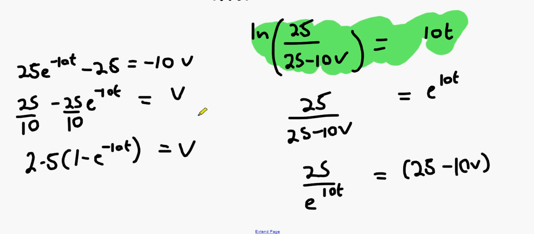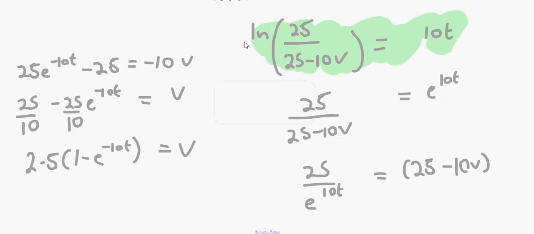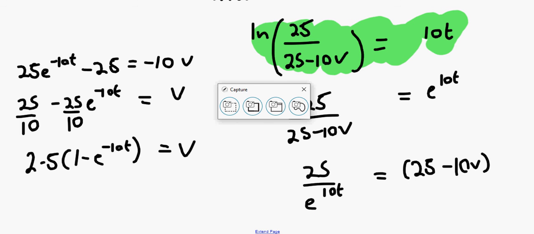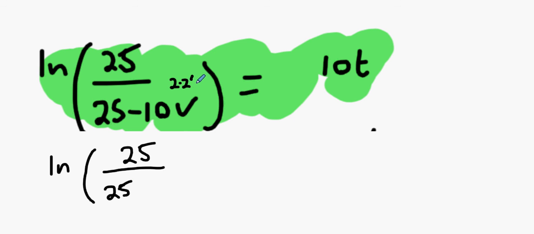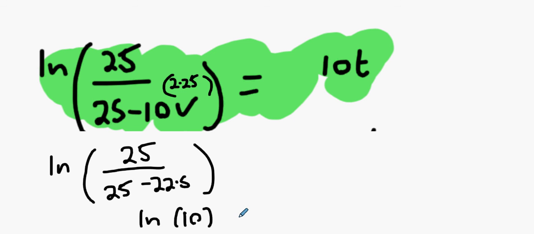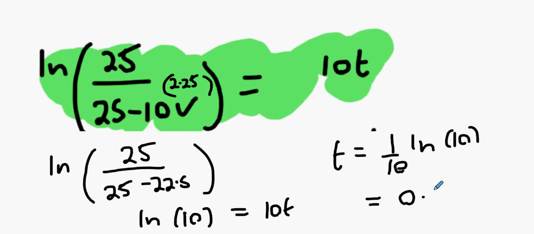So what's the V value again? The V value is 2.25, is it? Sorry. So ln 25 minus 25 times 2.25, which is minus 22.5, which is ln. It's going to be ln 10 when you're done with that. It's going to be 25 divided by 2.5. And then it's just going to be t equals 1/10 ln 10. And what is 1/10 ln 10? 0.23 seconds.